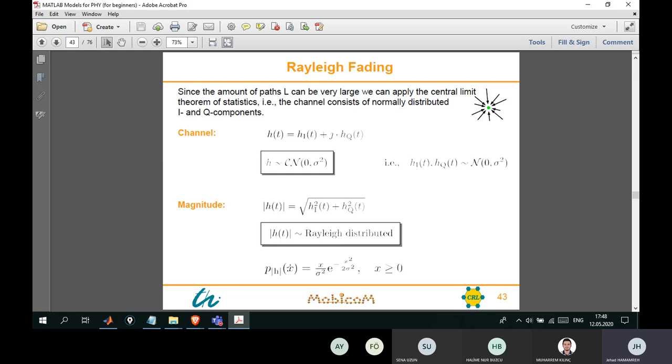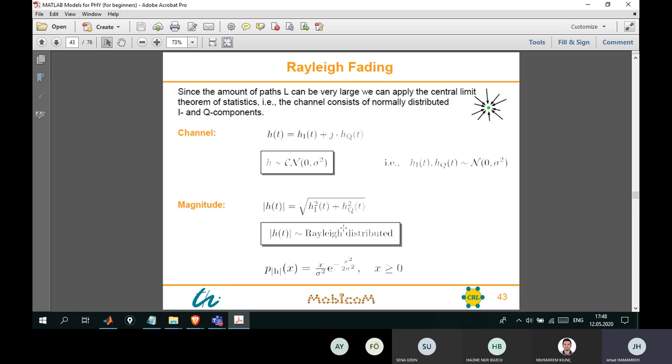The PDF of that distribution is: the probability of x is equal to x over sigma square, multiplied by the exponential of minus x square over 2 sigma square, where x is greater than or equal to 0. And there is one point I want to mention about this: first, they found it from empirical measurements. You know, with empirical measurements, you don't find it by math, you find it by measurements.